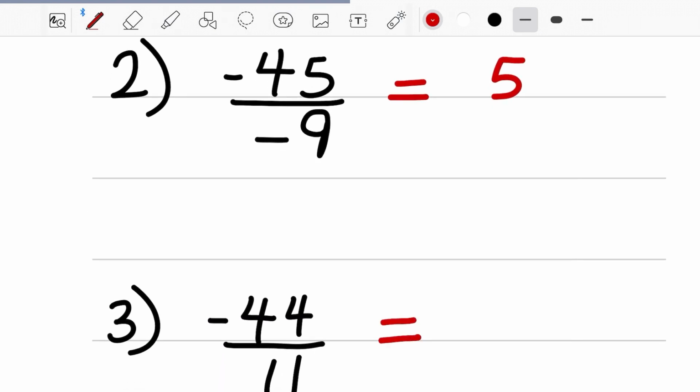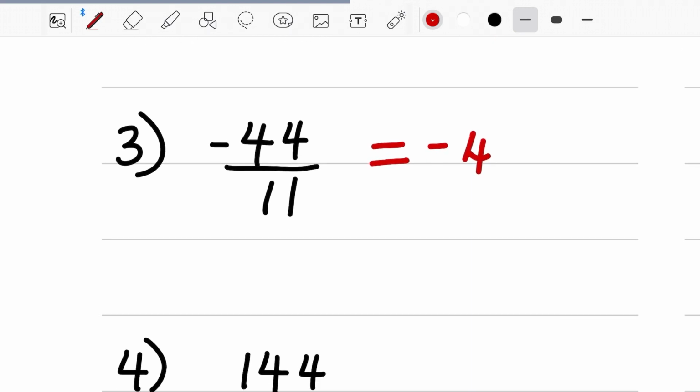For number 3, we have minus 44 divided by 11. Now 44 divided by 11 is 4. All right. Minus 44 is negative. 11 is positive, which means the signs are different. So your answer is negative 4.